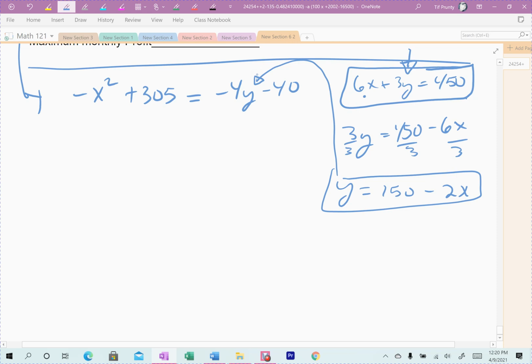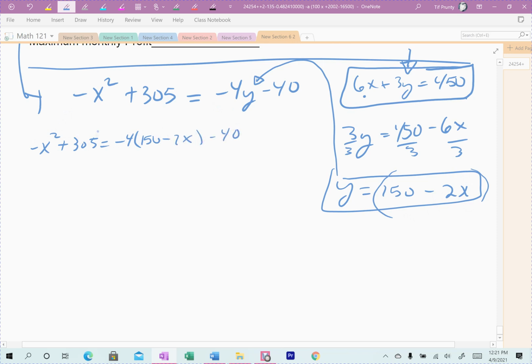All right, so that's what y equals, and so that's what I'm going to plug in here. And make sure you're careful. When you plug it in there for y, I take the entire expression, 150 minus 2x, and multiply it by negative 4. All right, so I've got negative x squared plus 305 equals negative 4 times (150 minus 2x) minus 40. And then you just solve.